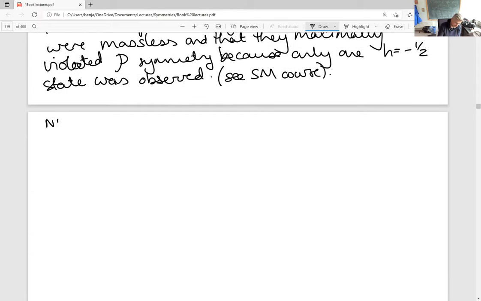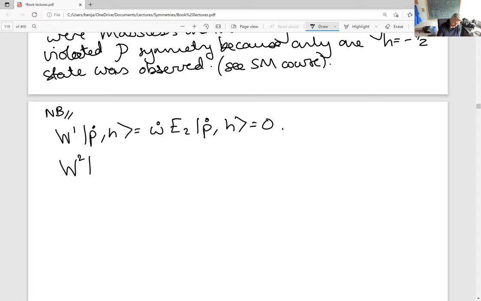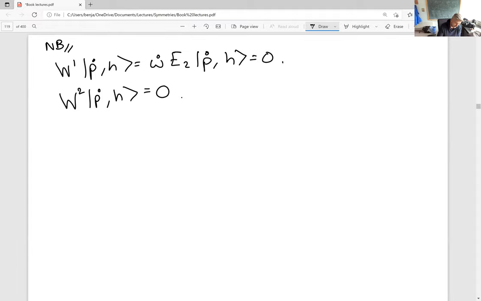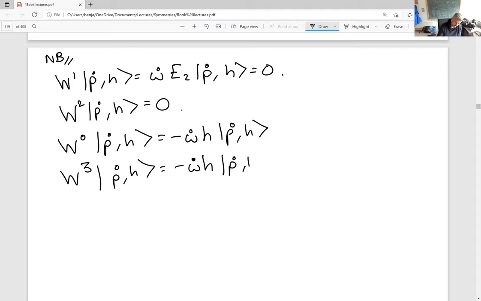Now, there's just one last bit to mention, and that's to calculate the Casimir W1 acting on our state. Well, if you substitute in for W1, you'll see that this comes out proportional to E2, which has a zero eigenvalue. By similar arguments, W2 also gives you zero. W0 gives minus W dot H, P dot H. W3 gives minus W dot H, P dot H.